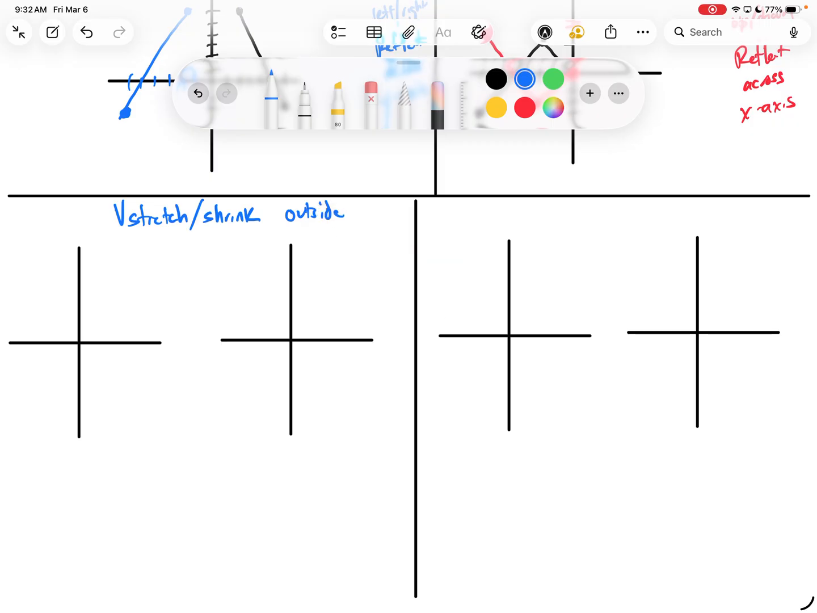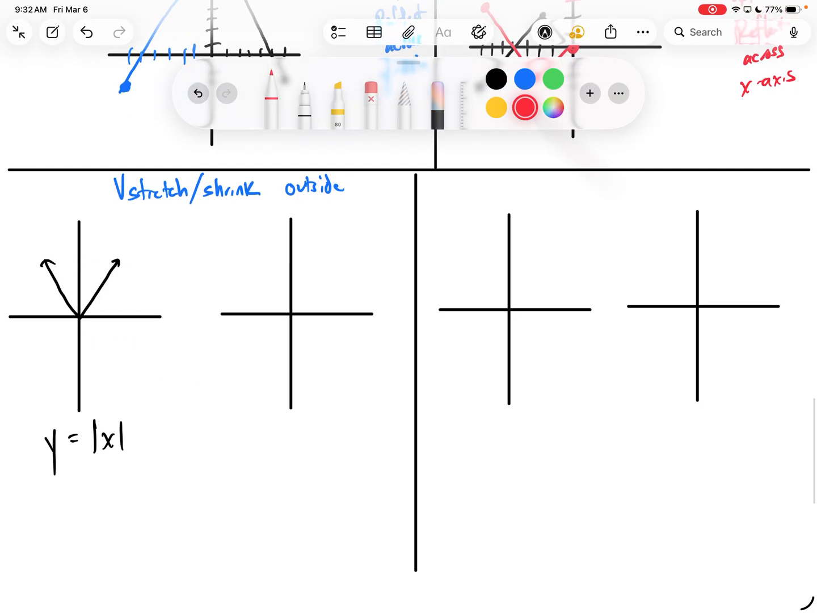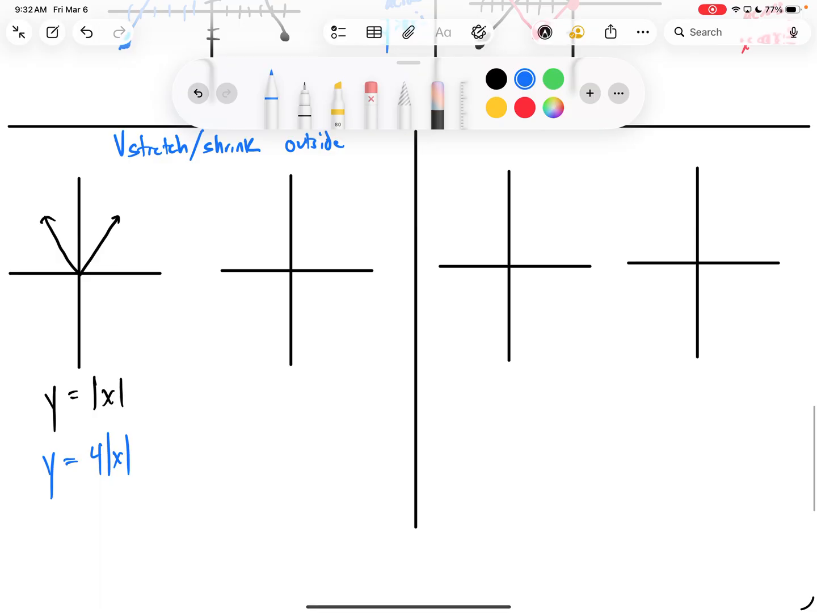So what happens when you multiply by a number? If I have y equals, I got to think of a good one here, I guess I can do the absolute value of x. Absolute value of x is a V. Same thought process as before: if I'm dealing with the outside, I think just normal. But if I'm doing inside, I actually switch the way I'm thinking. So if I have y equals 4 times the absolute value of x, I'm multiplying by a number on the outside. So this is going to do what you think.